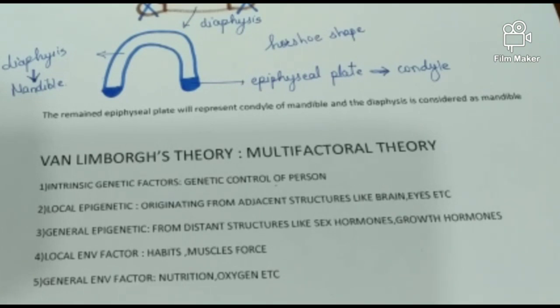Local environmental factors, which consist of habits, muscle force, etc. And general environmental factors, which consist of nutrition, oxygen, etc. All these factors together are responsible for growth. This is stated by Van Limburg's theory.